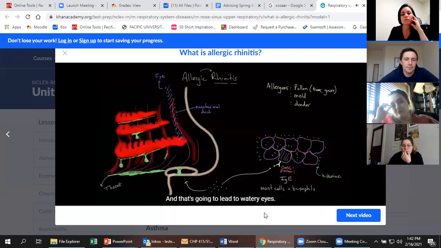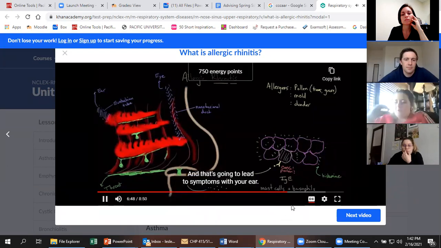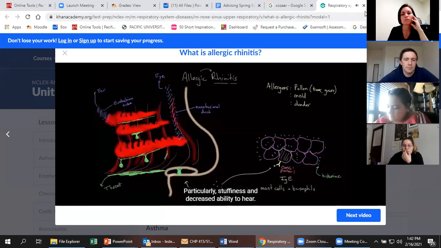And that's going to lead to watery eyes. There's another tube that can be affected at the back of your throat, and that tube is connected to your ear. And it's called the eustachian tube. And similarly, if the swelling gets bad enough, it can block off the eustachian tube and cause fluid to back up in this. And that's going to lead to symptoms with your ear, particularly stuffiness and decreased hearing.